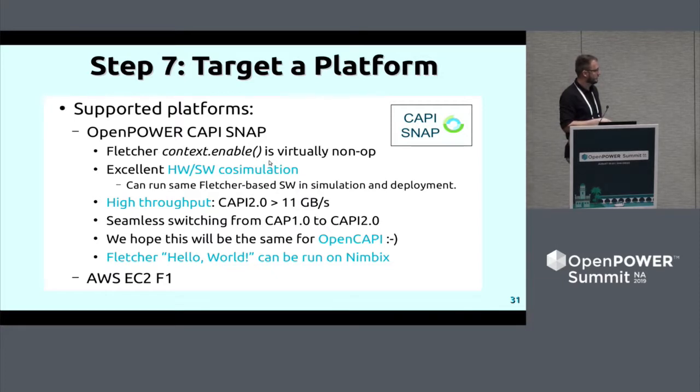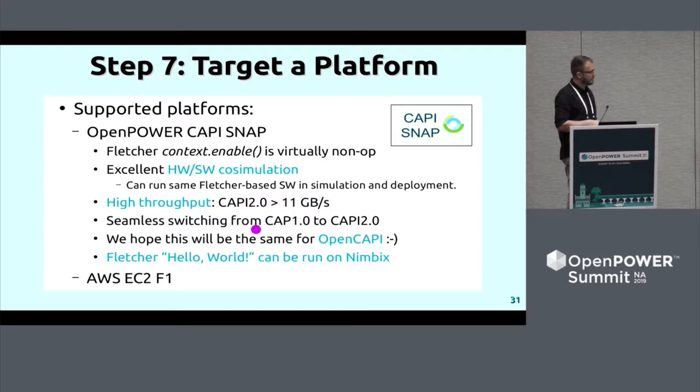And like I said, there's excellent hardware-software co-simulation. Actually, we can get pretty high throughput. For CAPI 2.0, we get, for example, 11 gig. Yeah, this figure is wrong. It has to be 10 gigabytes per second for an example where we did reading strings. That's pretty high throughput. Also for writing strings, we could get around 10 gigabytes per second.